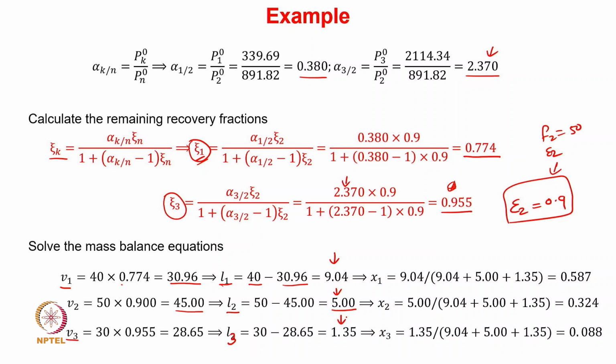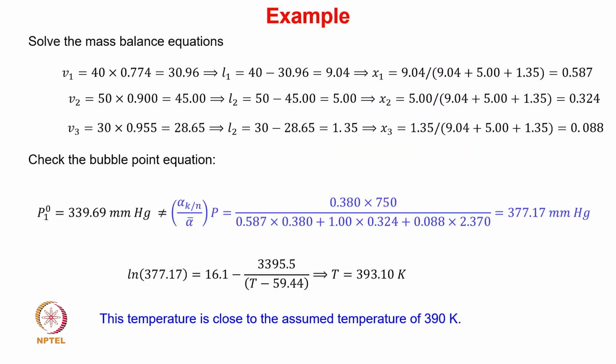So we can now calculate X1, X2, X3. X1 will be nothing but what? L1 divided by the summation of L1, L2, L3. So that is nothing but 9.04 divided by the summation of L1, L2, L3. That comes out to be 0.587. So this is X1. Similarly, we can calculate X2, which is 0.324, and X3, which is 0.088.